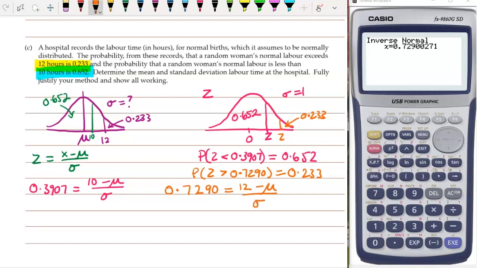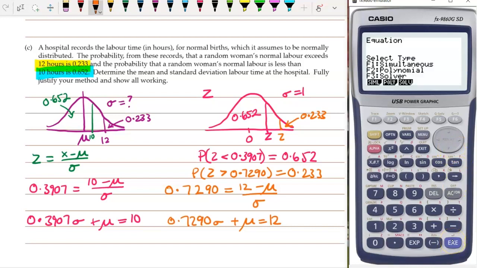So we're just popping that into there. Okay, now on this pink equation, we need to rearrange this into a format that we can easily pop into the calculator. So we'll go 0.3907, multiply it by sigma, add on mu is equal to 10. And then 0.7290 multiplied by sigma, add on mu is equal to 12. Now, equation solver. We are doing simultaneous equations. We've got two unknowns, both sigma and mu. We need to just double check we've written it in this form here. So something times the first variable plus something times the second variable is equal to a constant.